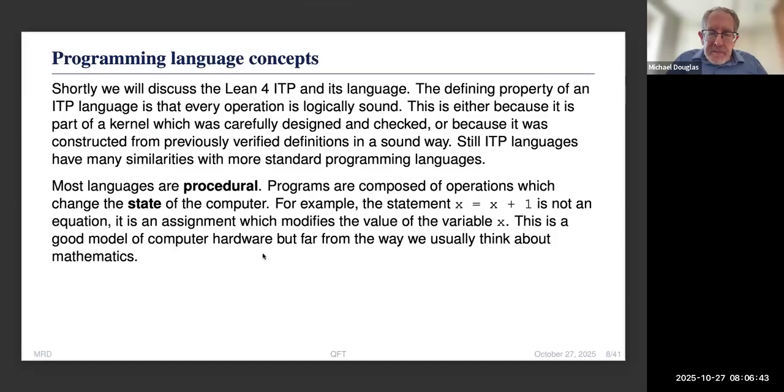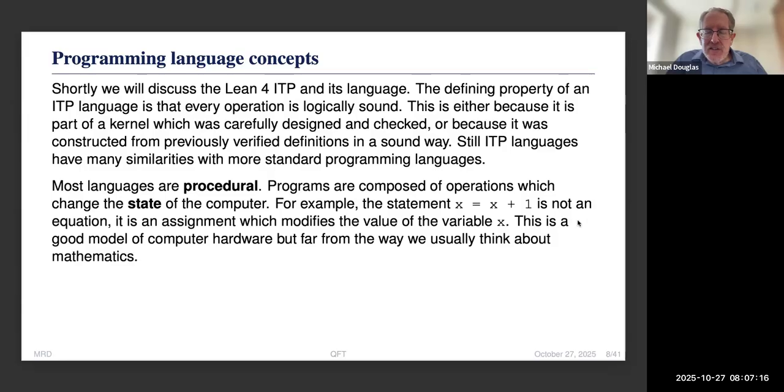Okay, so there's another perspective on this, the computer science point of view, which treats Lean as a language. From that point of view, there are comparisons, similarities and differences with programming languages. The biggest difference between, say, Python or C and many other languages, including Lean, is that C and Python are procedural languages where you can write things like x equals x plus 1.